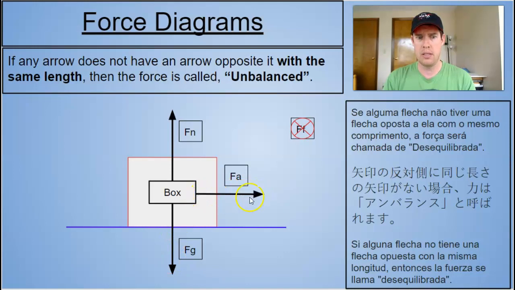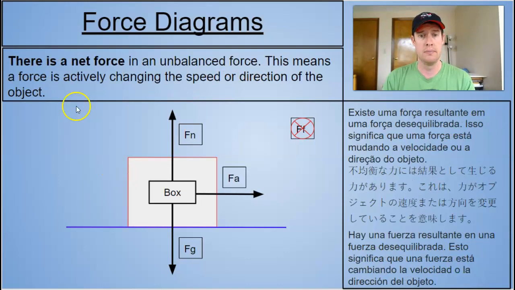But this arrow doesn't have an arrow opposite it with the same length. This is unbalanced. And in this case, we call this a situation that has a net force. There's a winner and there's a loser. There is a net force in an unbalanced force situation. This means a force is actively changing the speed or the direction of this object.